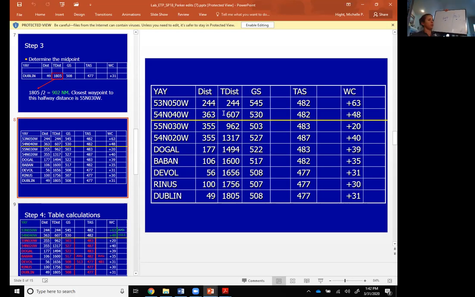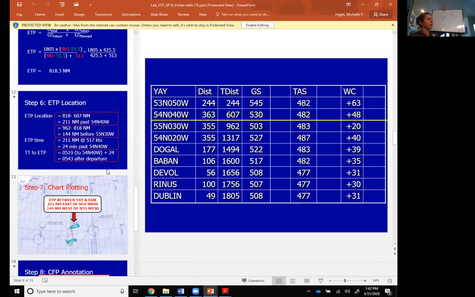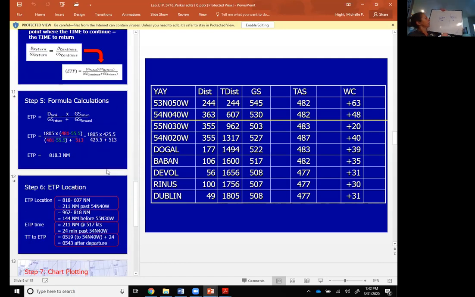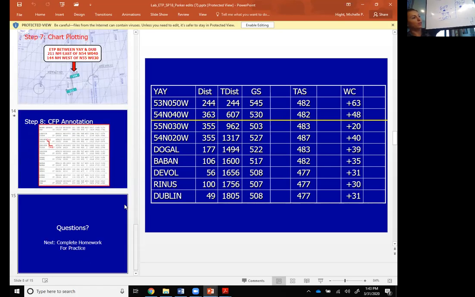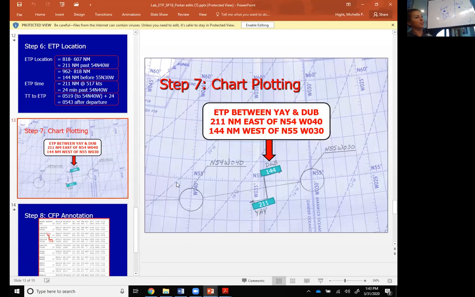But for this ETP, which we just put together in the formula, we figured out is at 818. So where's 818 along this scale? This reminds me of 3rd grade math. Actually, this is kind of funny, because we've got to go between 607 and 962. Where does 818 fall? Just take 818, which is where you know your ETP actually is, and subtract 607. Hey, look at that. 211. Beautiful. That's where you're going to plot it.